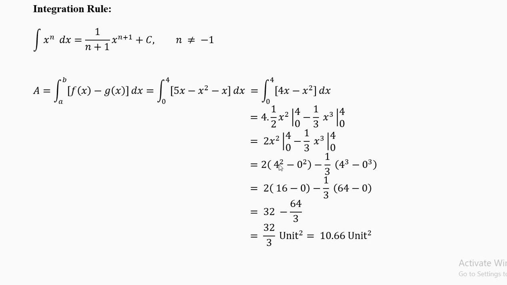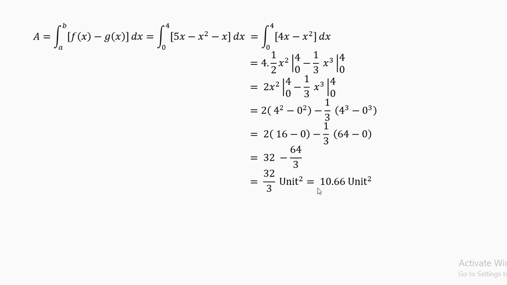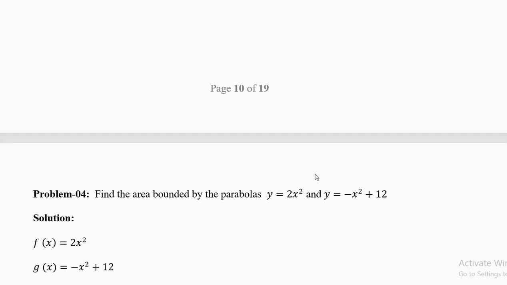Let's do one at a time. 2 into 4 square minus 0 square, you'll get 2 into 16 minus 0. 2 into 16 is 32. Let's look at the second one. 1 by 3 x cube going from 0 to 4. You get minus 1 by 3 into 4 cube minus 0 cube, which is 64 minus 0, which is 64, into 1 by 3, which is 64 by 3. 32 minus 64 by 3 will give you 32 by 3. 32 into 3 is 96, minus 64 is 32. So 32 by 3, or you can write 10.66 units square. You should know how to write both the fractions and the decimal expansion. Both are needed for your exams.